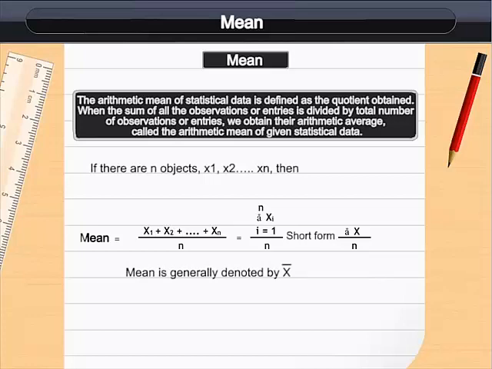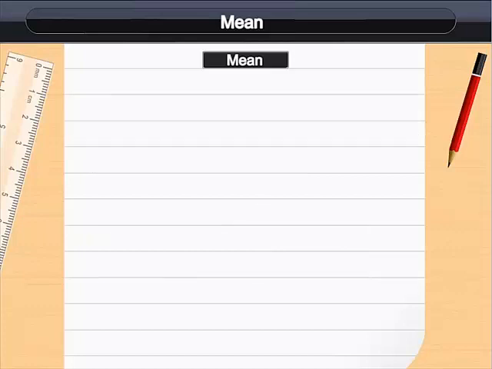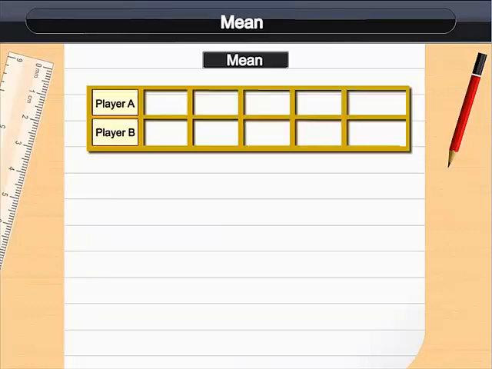Let us try to understand it with the help of an example. Look at the given table. It shows the scores of two players in 5 matches. Player A scored 10, 15, 85, 60 and 65. And player B scored 12, 18, 20, 15 and 35. Now, we must find the average scores of these two players.